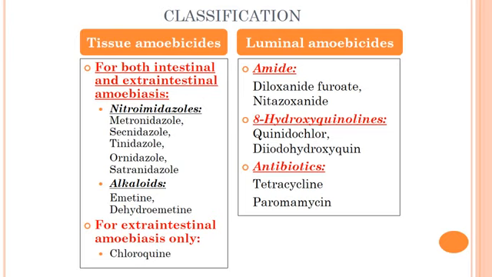Second group is luminal amoebicides. It includes amides such as diloxanide furoate, nitazoxanide, then 8-hydroxyquinolines such as iodoquinol, diiodohydroxyquin, and antibiotics like tetracycline and paromomycin.